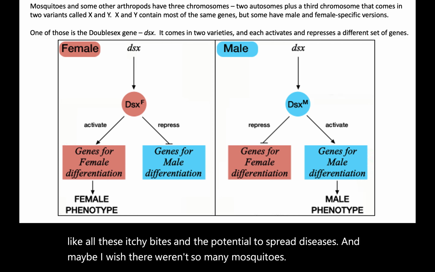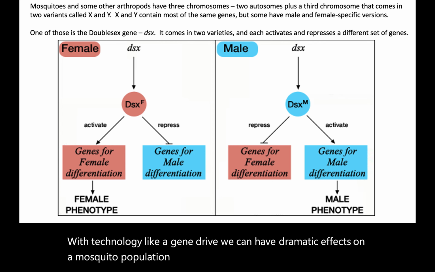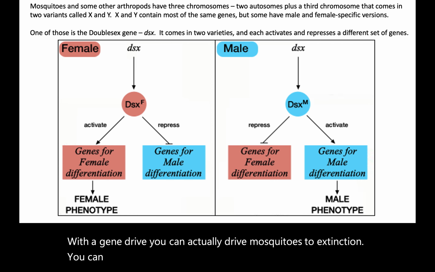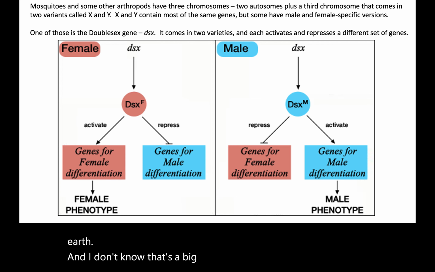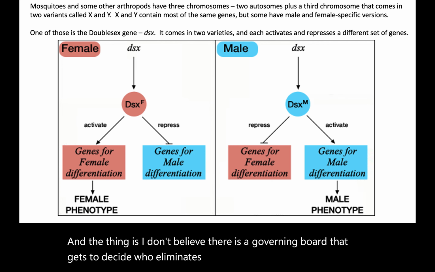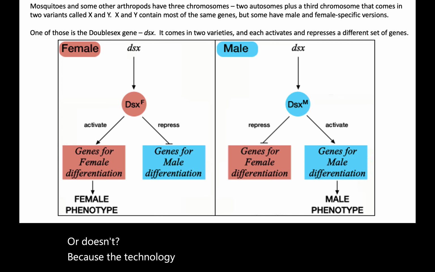With technology like a gene drive, we can have dramatic effects on a mosquito population, and the risk is that with a gene drive, you can actually drive mosquitoes to extinction. You can drive a particular species completely off the face of the earth. And I don't know, that's a big responsibility. And I don't believe there is a governing board that gets to decide who eliminates what species or doesn't, because the technology is widely available.